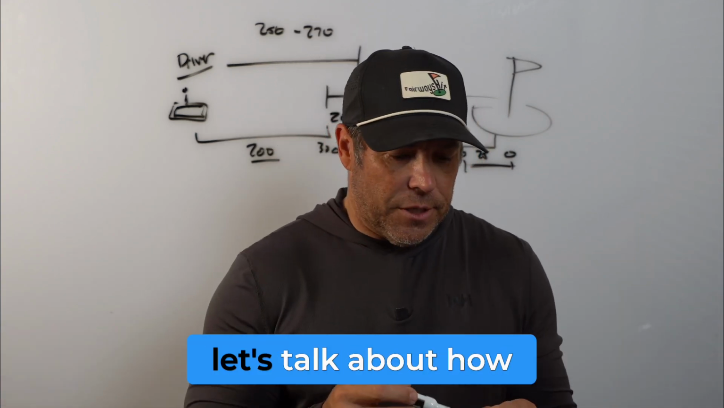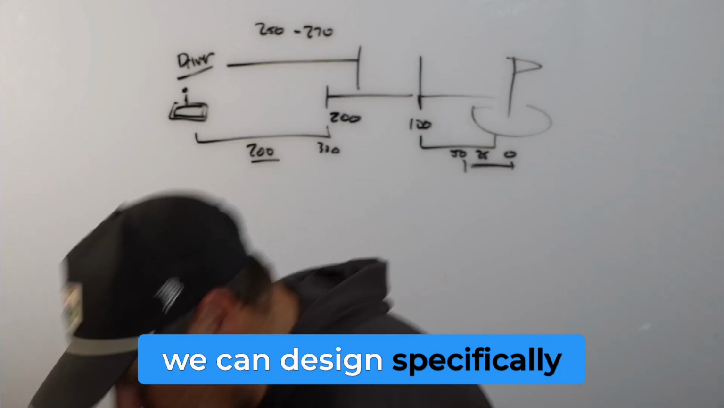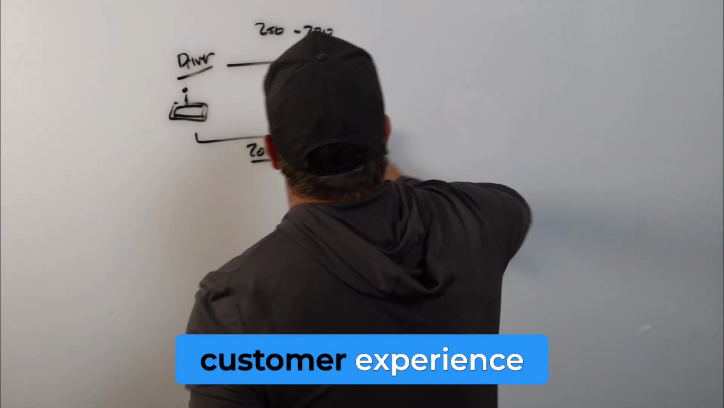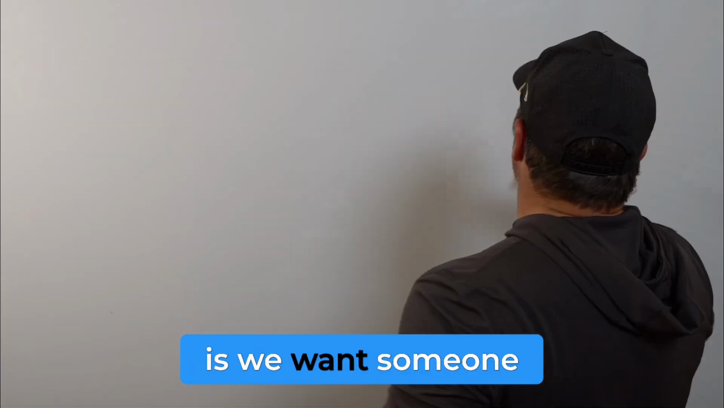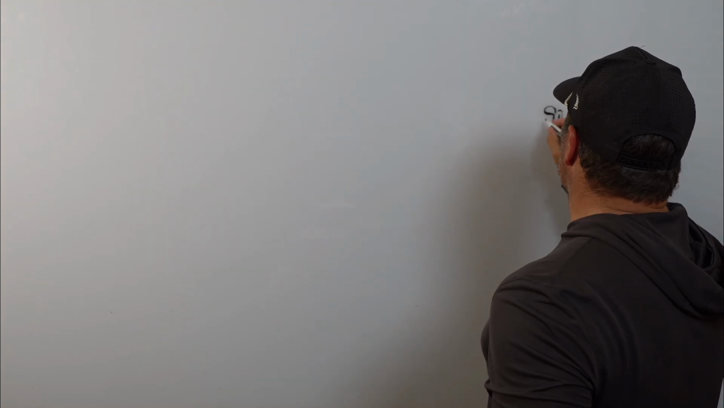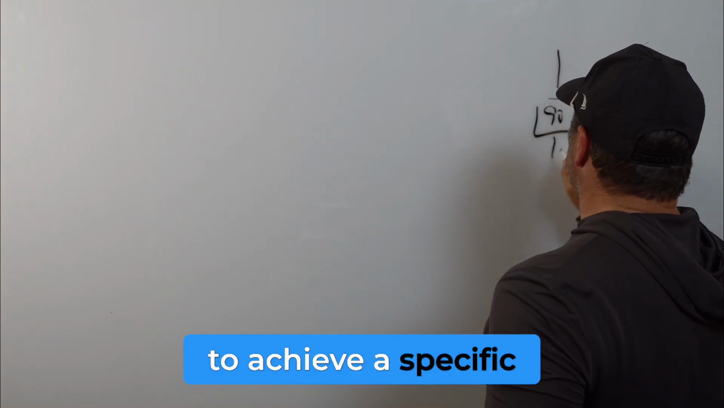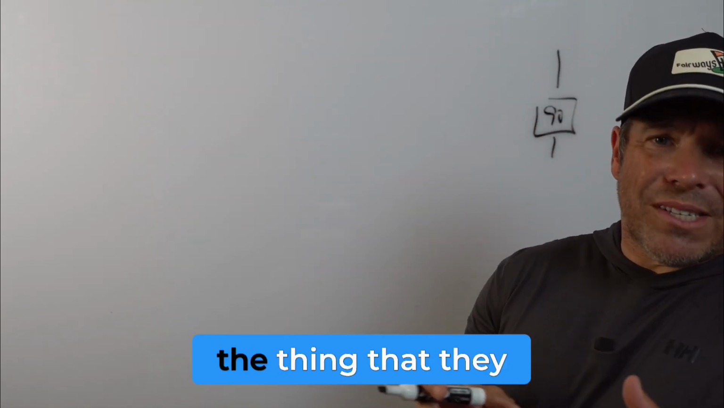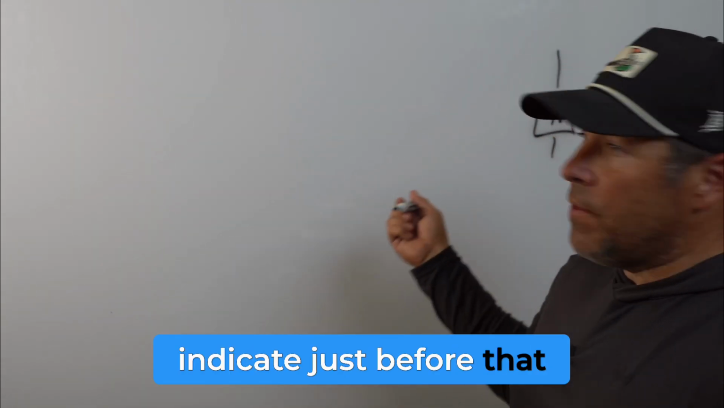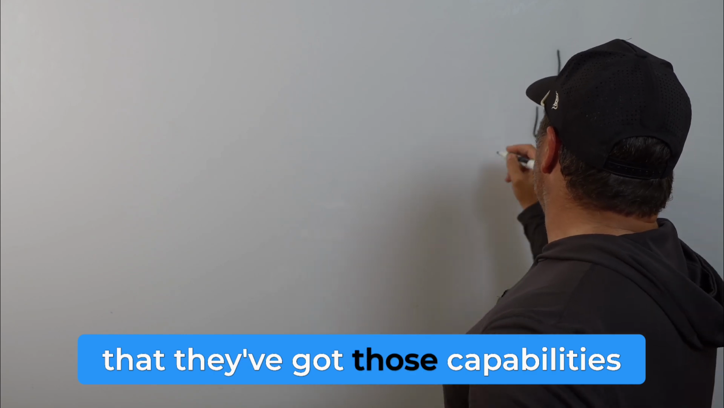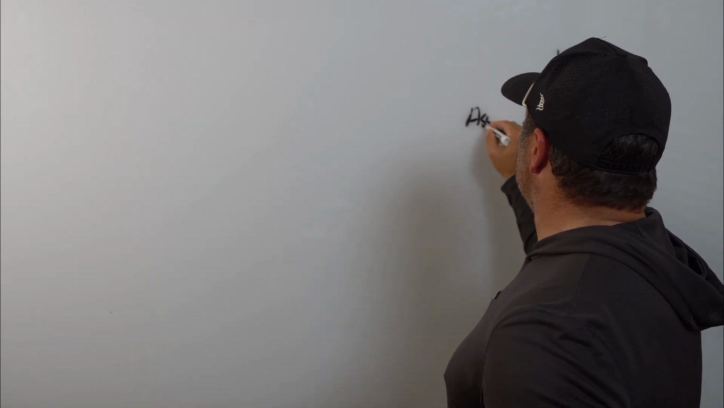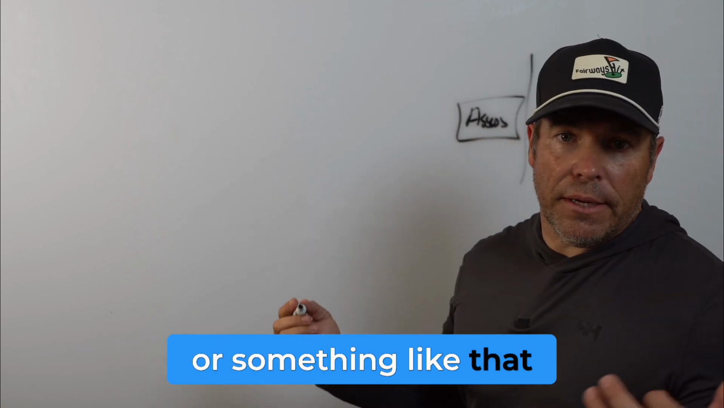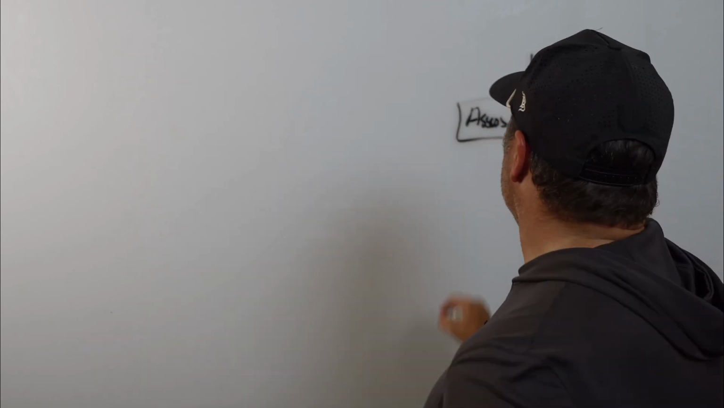Building on this golf piece, let's talk about how we can design specifically for our customer experience. Now, if our goal when we're talking about customer experience is we want someone within the first 90 days to achieve a specific set of results, what I would suggest is figure out what's the thing that they indicate just before that 90-day period to indicate that they've got those capabilities. So there might be an assessment. There might be an assessment phase the day before or something like that. There might be multiple assessments all the way through.